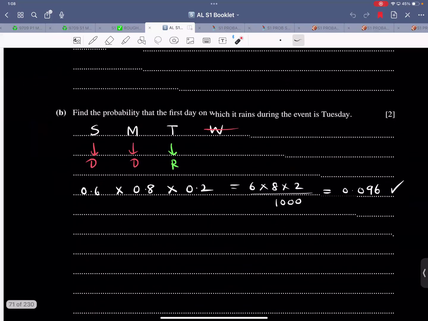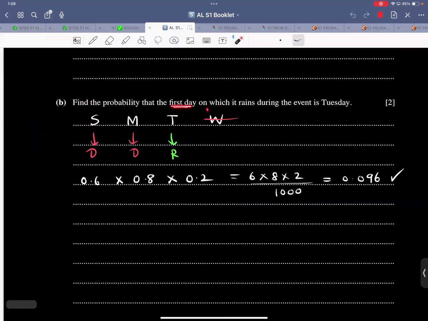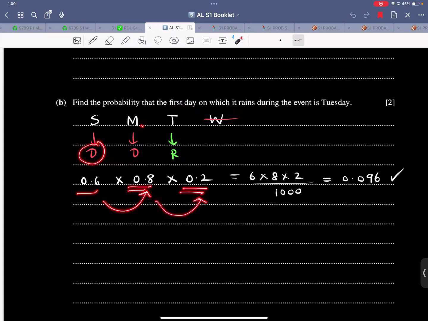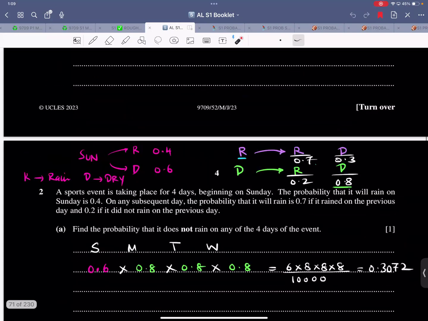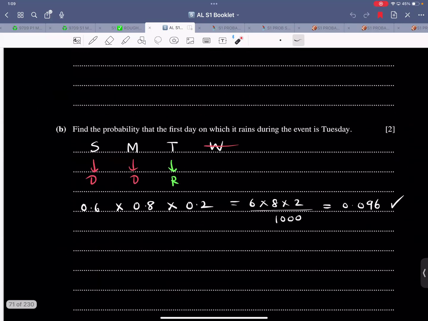The next one. Find the probability that the first day on which it rains during the event is Tuesday. So this is not exactly the same, something like geometric. So Sunday is dry, that is 0.6. Monday is dry, based upon a dry day is 0.8. And Tuesday is rain, based upon a dry day is 0.2. And that's it. You just want to work till Tuesday. You're not interested in Wednesday.